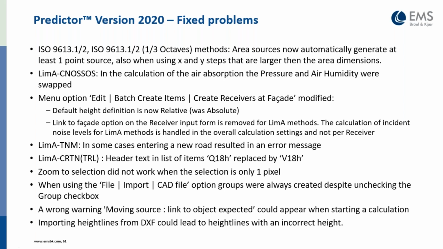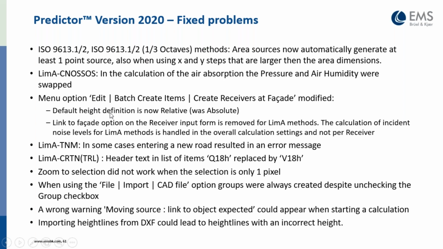So for the Predictor users, you will find it very convenient that we've changed the way the point sources are created for an area source, because area sources now automatically create at least one point source. Because in the previous version, when you used large X and Y steps, you could end up having no result for an area source, and that's of course not so convenient. There was a bug fixed for the LimA CNOSSOS method. The pressure and the air humidity were swapped.